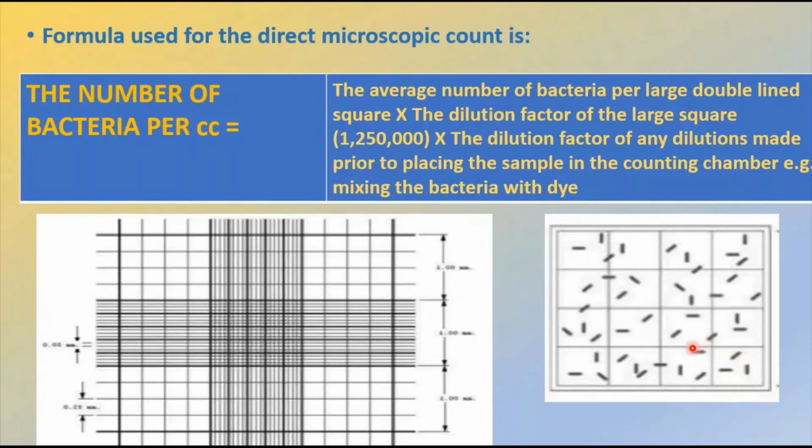To find the total number of organisms per cc in the original sample, the formula that we are using is this: the number of bacteria per cc is equal to the average number of bacteria per large double line square, multiplied by the large square factor, and if we dilute the sample before placing it in the counting chamber, for example by adding a dye, then that dilution factor is also multiplied. So altogether you get the number of bacteria per cubic centimeter.